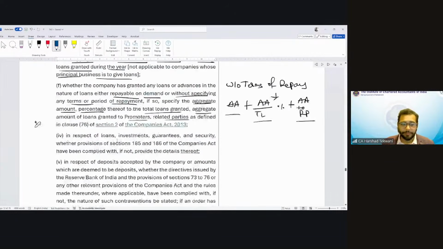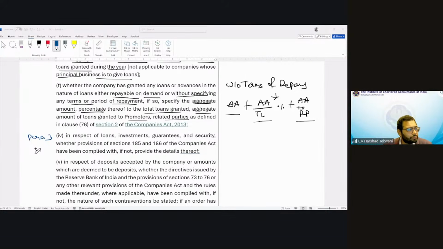Now let's see the next point, which is para 3-4. Straightforward, nothing difficult. In respect of loans, investments, guarantees, and security, whether provisions of sections 185 and 186 of the Companies Act have been complied with. If not, provide the details thereof. What is 185 and 186? So 185 talks about loan to directors, sir. And what is 186? 186, the loan or guarantee is provided or security given by any other company.